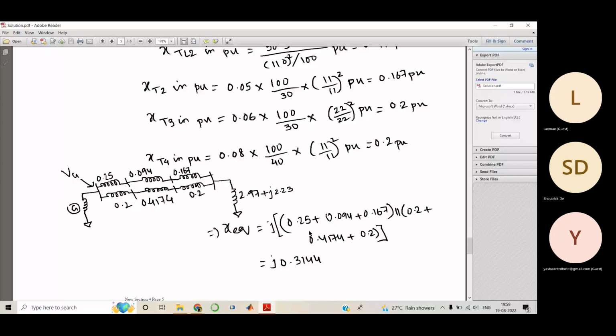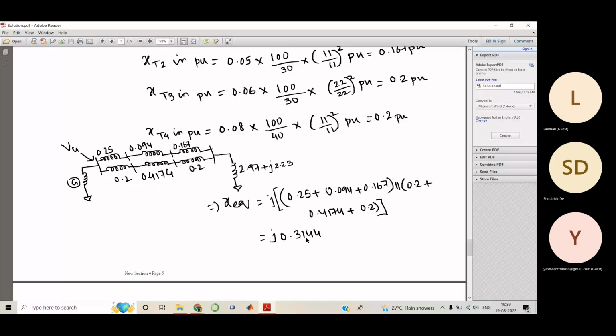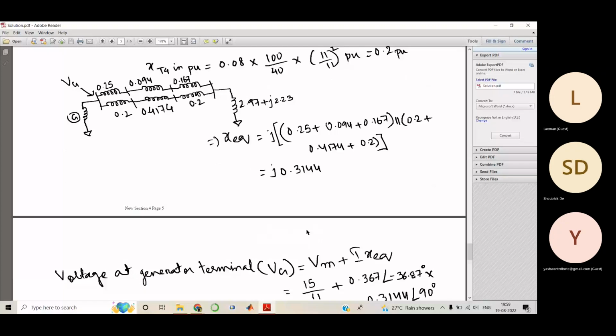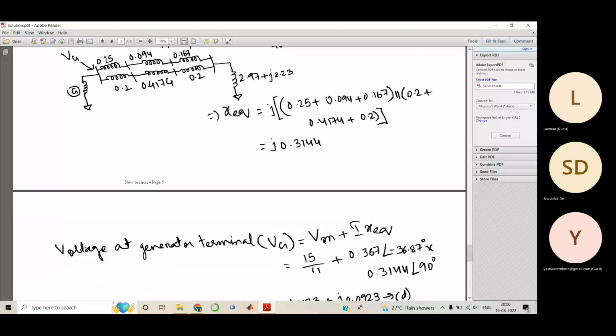All of these are impedances, so that is why I have written J outside. So 0.25 plus 0.094 plus 0.167 in parallel with 0.2, 0.4174, and again 0.2. If you calculate this, it comes out to be J 0.3144. Now this is pretty simple. The voltage at the generator terminal would be Vm plus I into this Xeq.